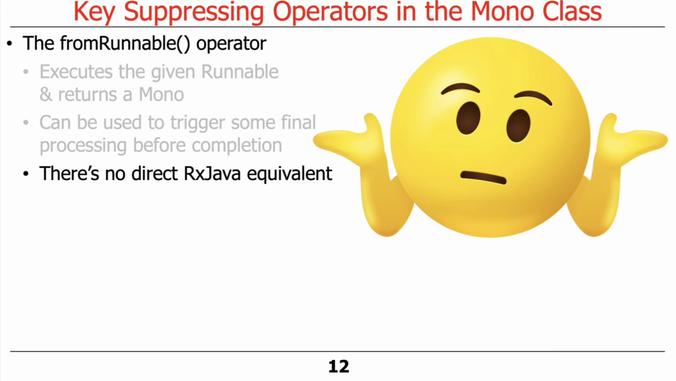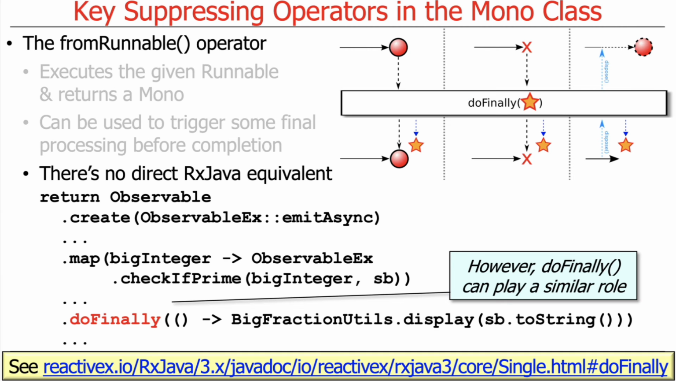Strangely enough, there is no RxJava equivalent to fromRunnable in their Single class. However, there's a method that's also part of Project Reactor called doFinally. If you've got an Observable, which is like a Flux in RxJava, you can have a doFinally operator, and it will do this as the very last thing before the Observable stream is done. So in this particular case, we could do the same thing. We could say display the results in the string buffer before shutting down that processing. So you can get much the same effect.